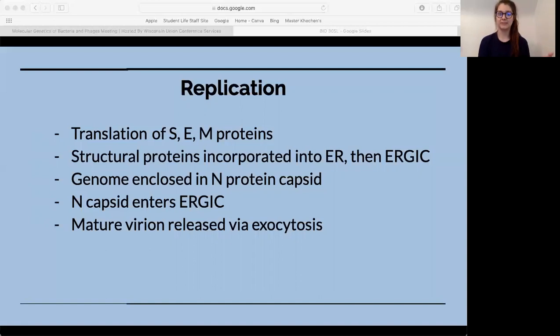Then the N protein capsid enters that ERGIC, the endoplasmic reticulum Golgi intermediate compartment. And there at that point, we have the mature virion. So then it can continue in the secretory pathway and be released via exocytosis.